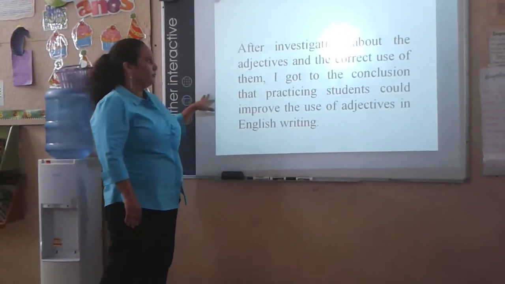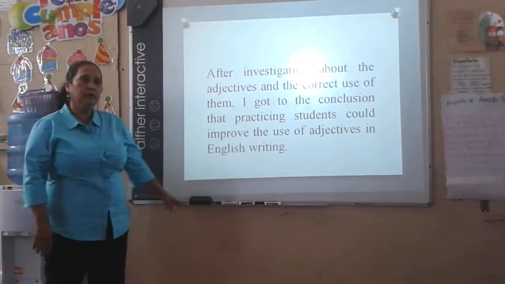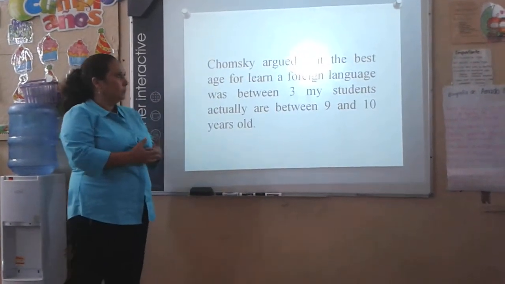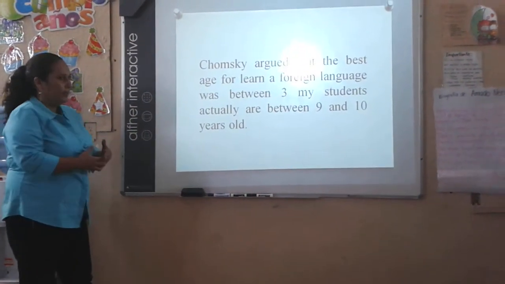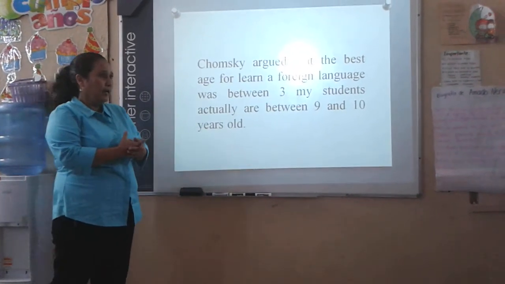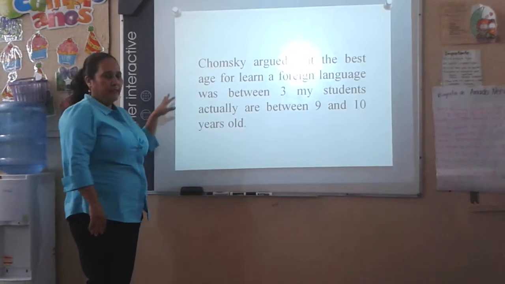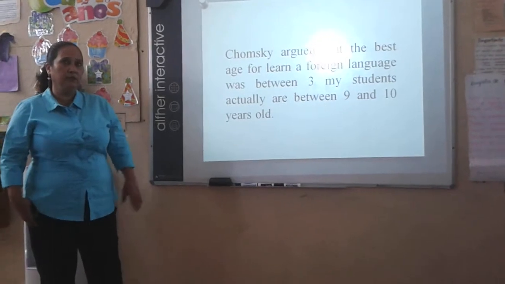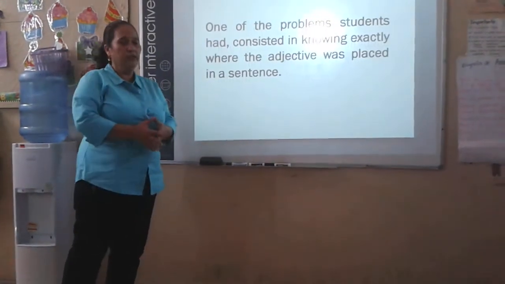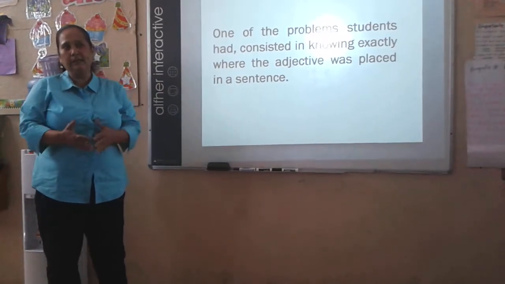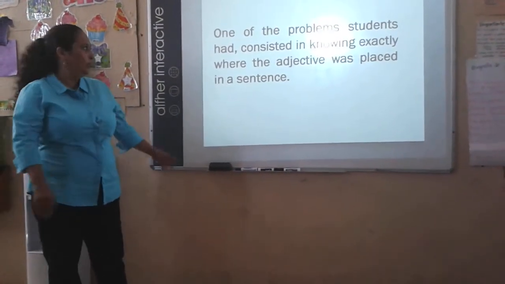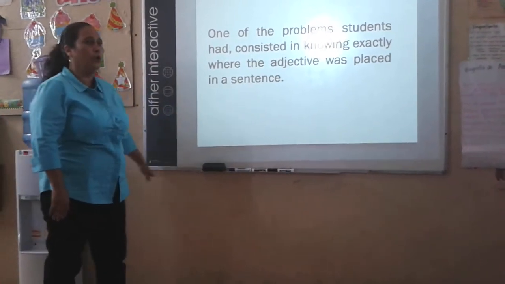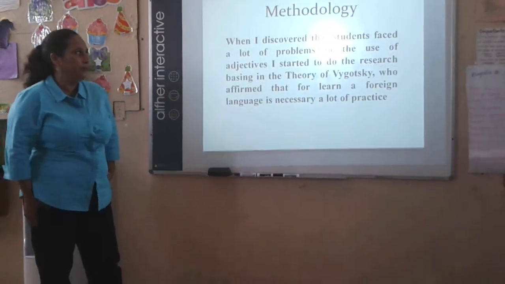After investigating about the adjectives and their correct use, I came to the conclusion that with a lot of practice, students can use the adjectives correctly. And one of the things that I observed is that Chomsky explained that the best age for students to learn a foreign language is between 3 and 10 years. My 4th grade students are between 9 and 10 years, so that was a point in favor. One of the problems consisted exactly in knowing the order of the adjective in the sentence.